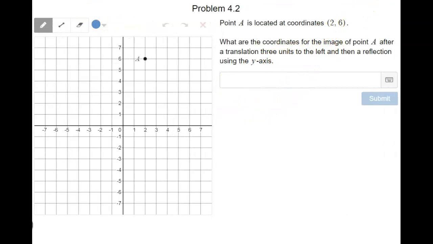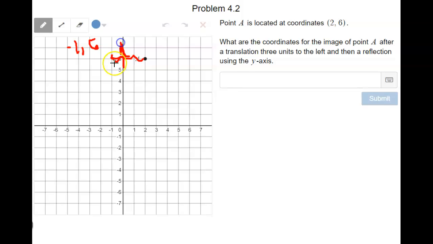Okay, so this one says image after translate 3 units to the left and then reflect over the y. So let's go left. We got 1, 2, 3. So we're at this point, which is -1, 6.